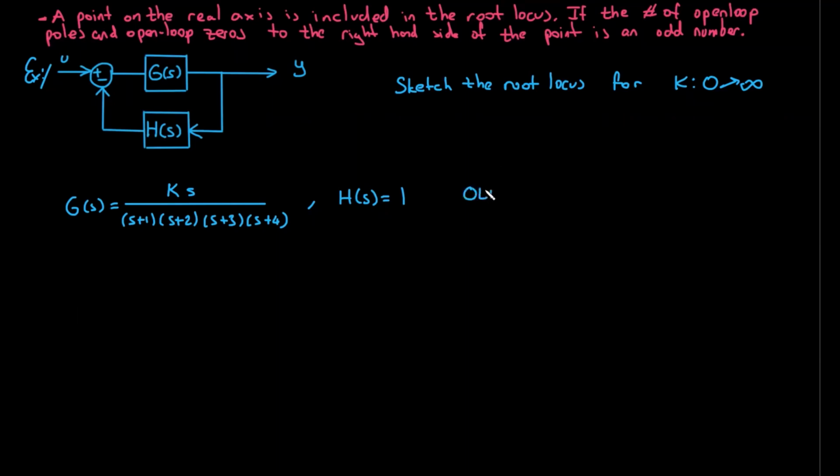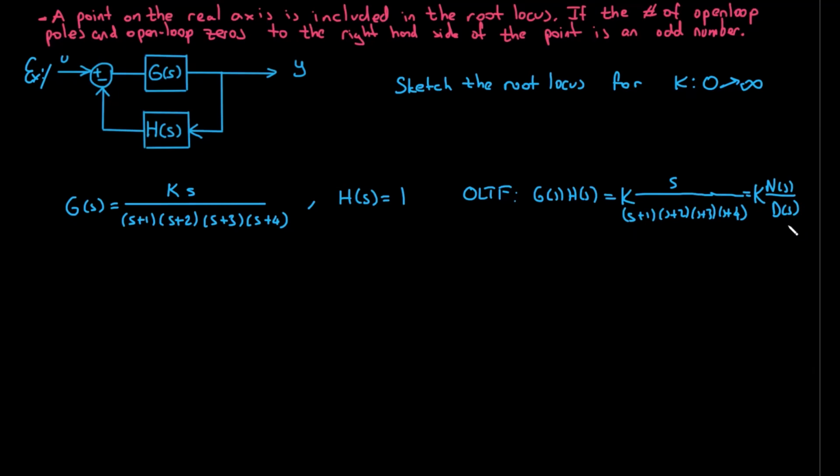So open loop transfer function is G(s)H(s). It is again given in the form of K times s over (s+1)(s+2)(s+3)(s+4), which is K times N(s) divided by D(s).